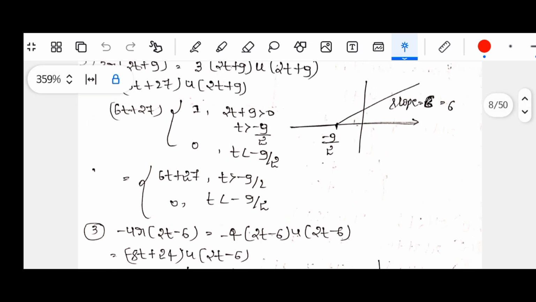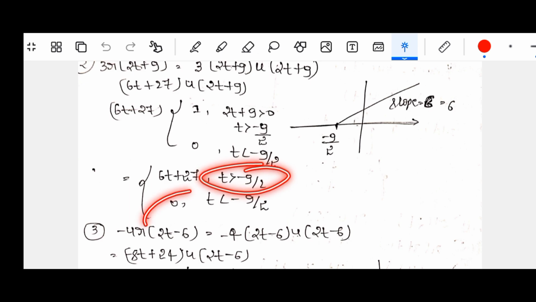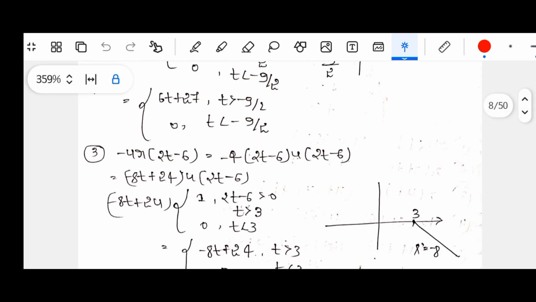So I have written this. At one place we have to multiply this: 6t plus 27 when t is greater than minus 9 by 2. It will be 0 when t is less than minus 9 by 2.